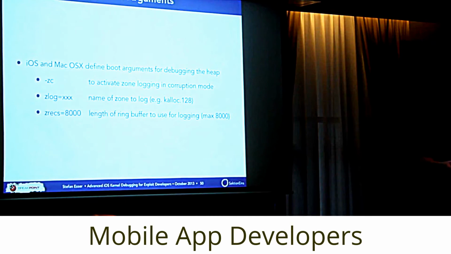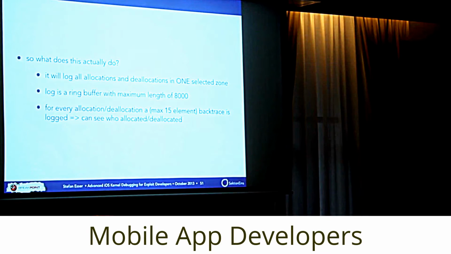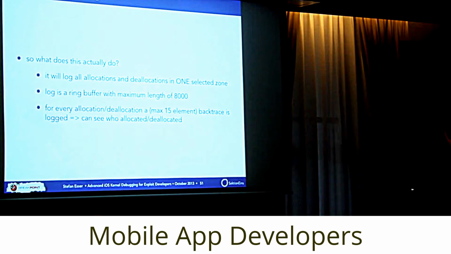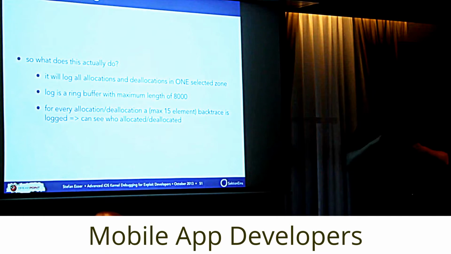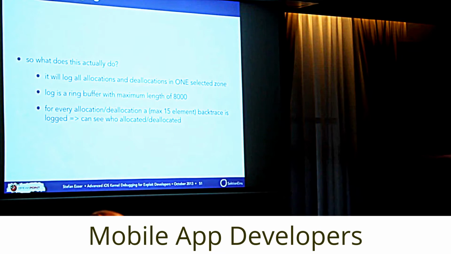So if you boot your device now with these arguments, what does it actually do? It will log all the allocations that happen and all the deallocations in that one zone and log them to a ring buffer that is 8,000 elements long. So if you have more than 8,000 allocations or deallocations, well, it's a ring buffer. And for every allocation, you get something like a timestamp, which is not really a timestamp, it's more a counter. You get the address that was either allocated or the one that was attempted to deallocate. And you get the last 15 elements of the backtrace.